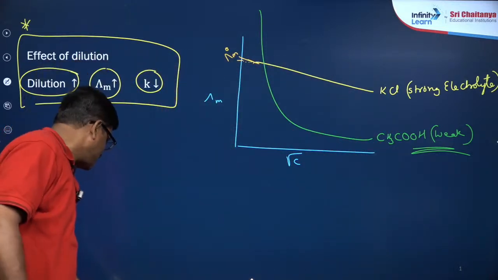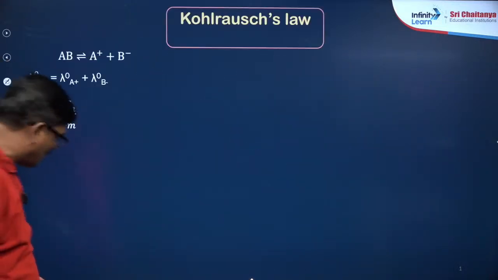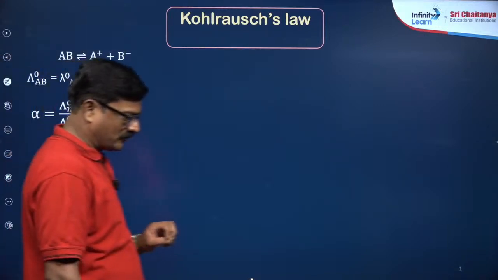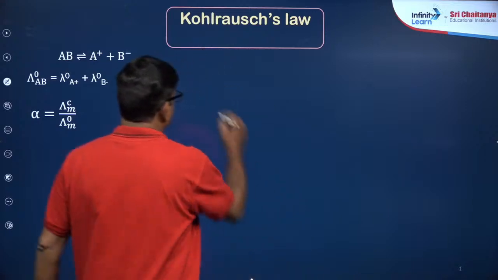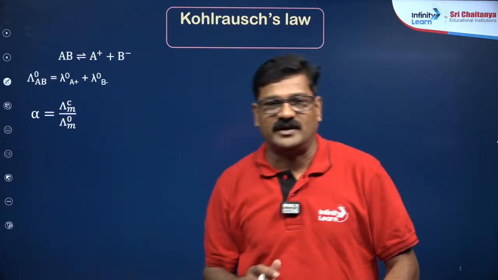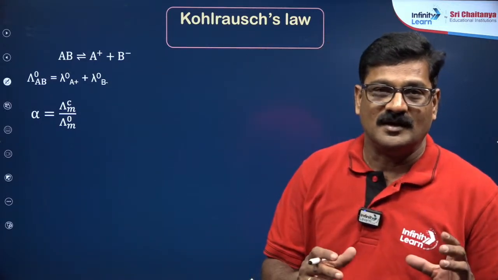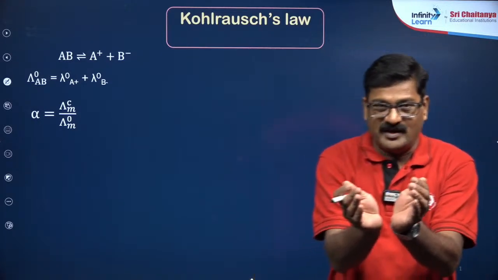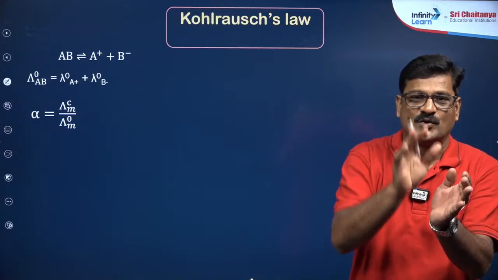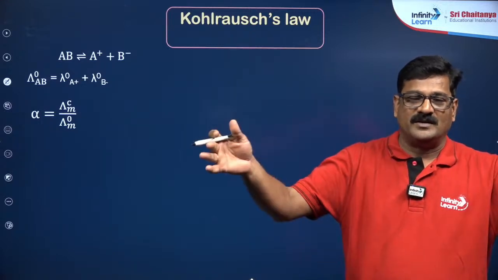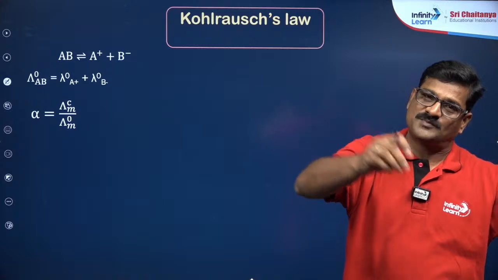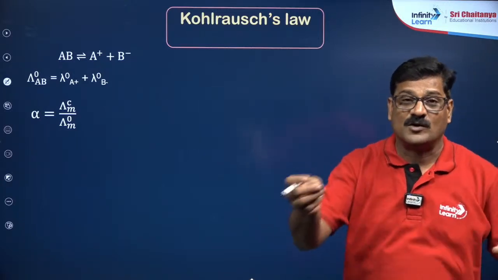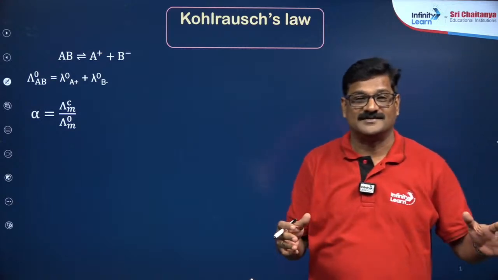Now I just want to end up the session by discussing Kohlrausch law. So let us see what this Kohlrausch law says. Limiting molar conductance. What is limiting molar conductance? The conductivity at zero concentration. What is zero concentration? You take a beaker, 1 spoon of sodium chloride is added. Take a bucket of water, 1 spoon of sodium chloride is added. More diluted, na?